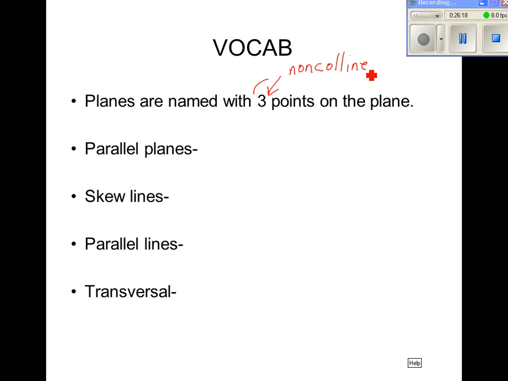Non-collinear. 3 non-collinear points. Why not 3 collinear points? Because it doesn't make sense. If I give you 3 points and they're all on the same line, is there only one plane that's going to contain that line? No. If I just put 3 points up here, there's the whiteboard, then there's some plane going in here, and I'll show you in a minute when I draw it.